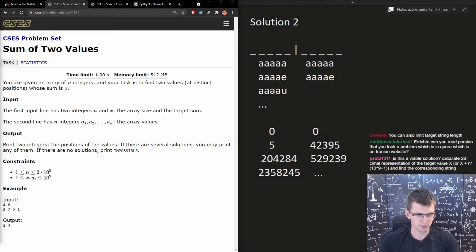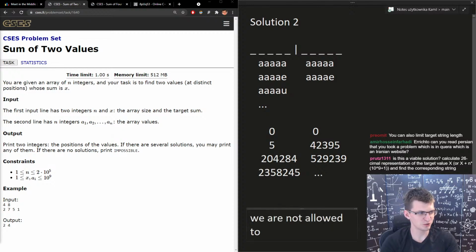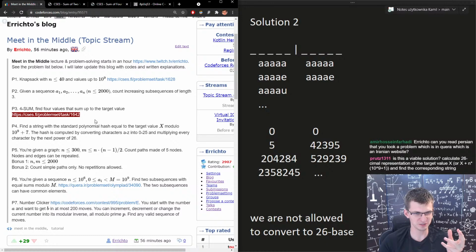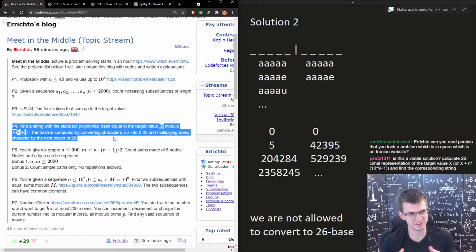Is this a viable solution? Yet we say we are not allowed to convert to base 26. I know that it's a correct solution to this problem. I just want to show another solution.